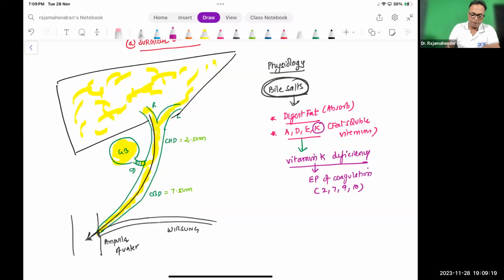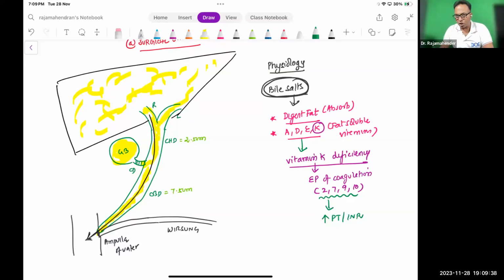So therefore, please understand the basics. Without understanding the basics, if you go to the topic, you will not understand. That is why I'm telling you the basics. So vitamin K deficiency is very commonly seen. Therefore, 2, 7, 9, 10 is deficient, and these patients will have increased prothrombin time or INR.